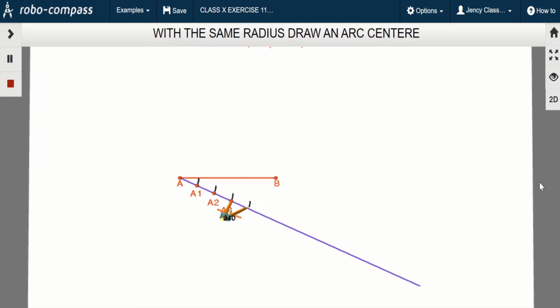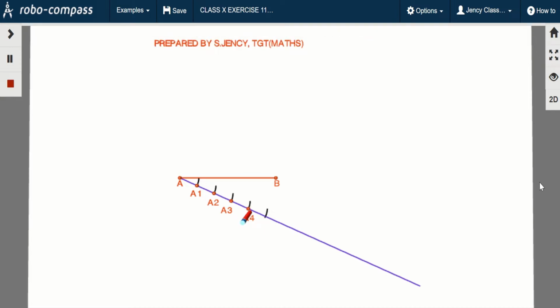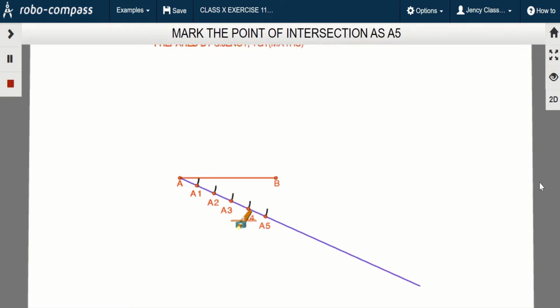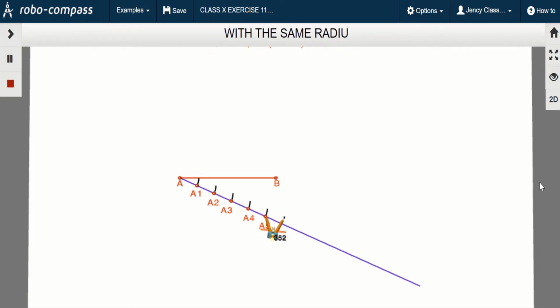Clear? So why A13 means, see in the question they have given 5:8. So add 5 plus 8 you will get 13. So till A13 we have to draw. Clear? So our A4 came. Next A5, A6, likewise till A13.